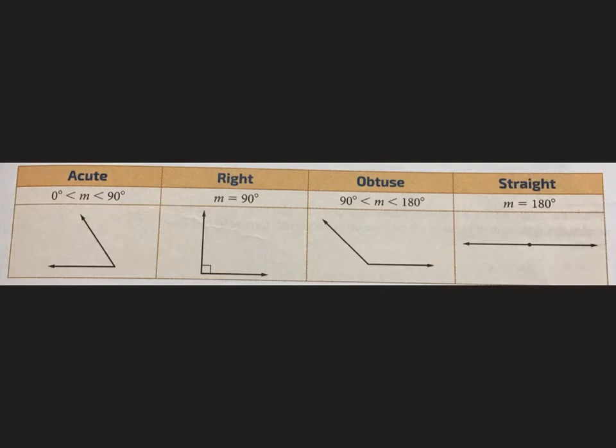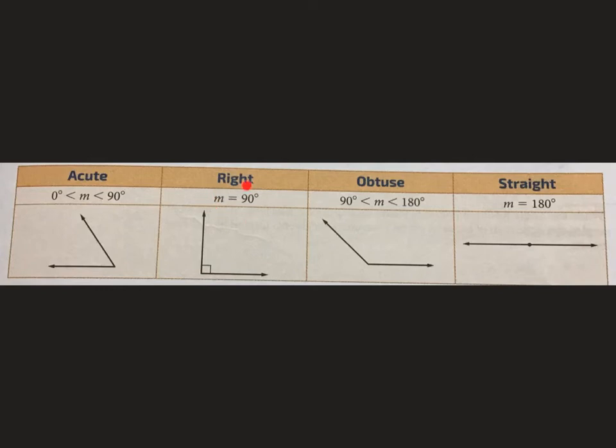Okay, so we've already talked about what an angle is, but the measurement of an angle, right? So we measure angles in degrees using a protractor. We classify angles according to their angle measures. An acute angle is an angle that has a measure anywhere bigger than 0 but less than 90, right? So the measurement is between 0 and 90.